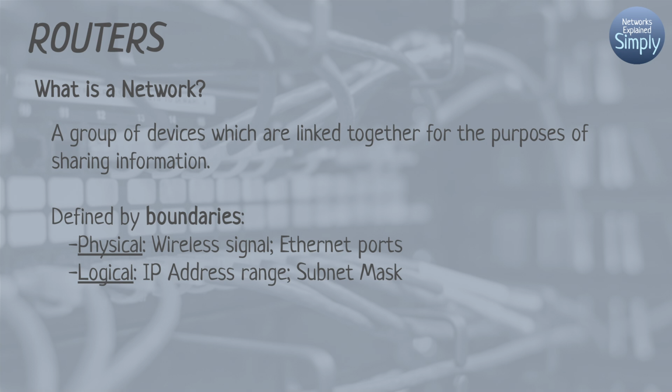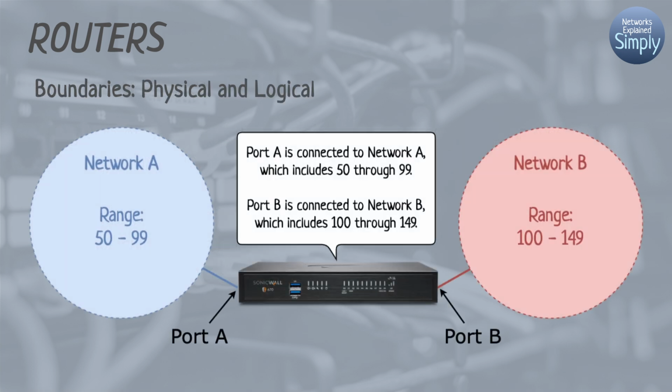One of the steps in setting up a computer network is to choose the numerical range of network addresses that will be included in that network. This range of valid addresses is what we'll call the logical boundary of the network. Here we can see that this router is connected to two networks, and that the router uses both a physical boundary, which is the router's own physical port, as well as a logical boundary, which is a range of numbers, to define each connected network.